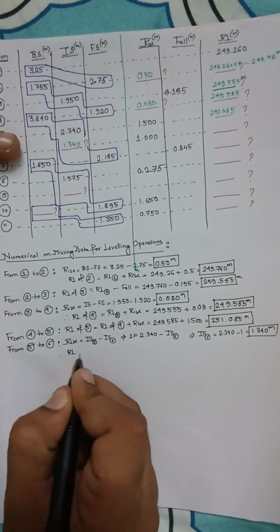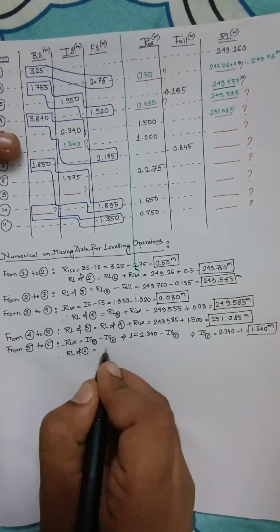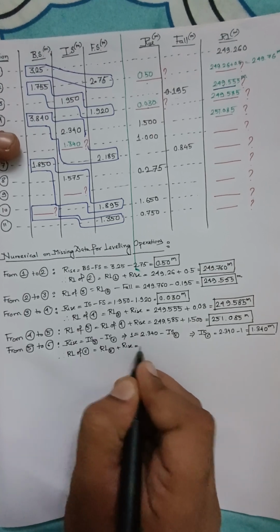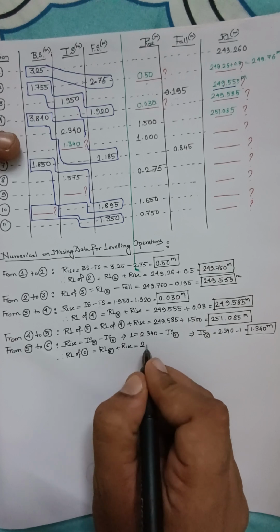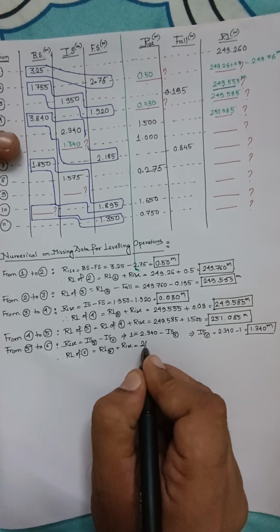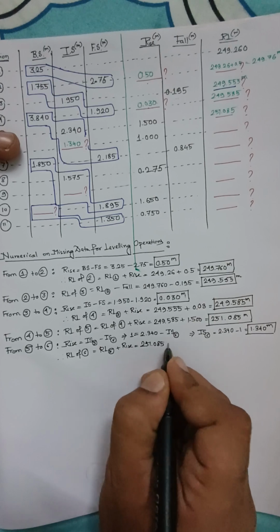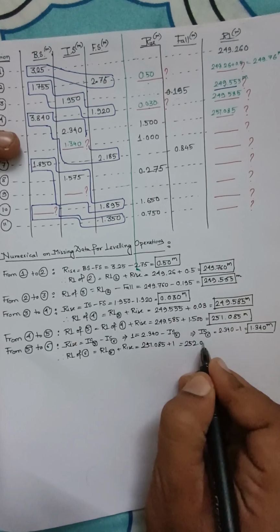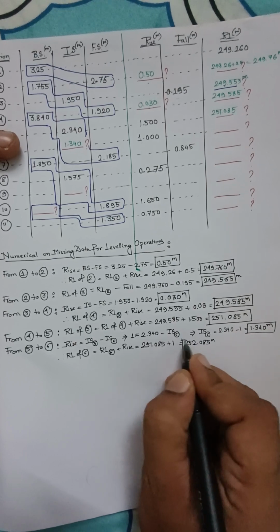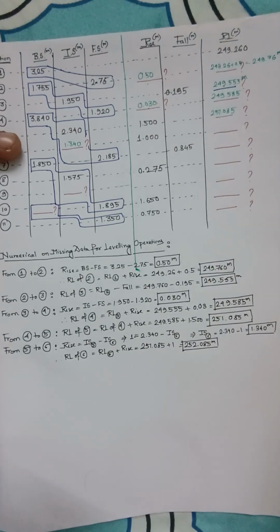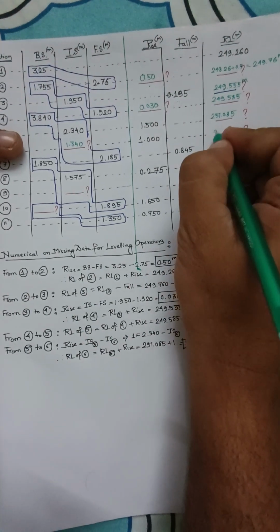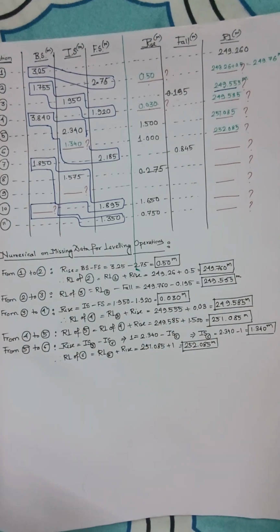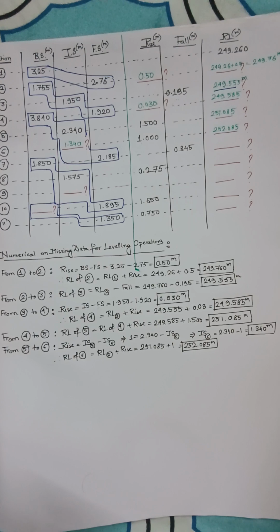Therefore, RL of 6 is nothing but RL of 5 plus rise, which is 251.085 plus 1. It's nothing but 252.085 meter. We have 252.085. Slowly and slowly we are sorting this missing data table. Fine.